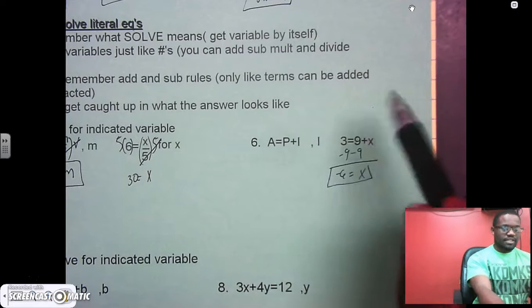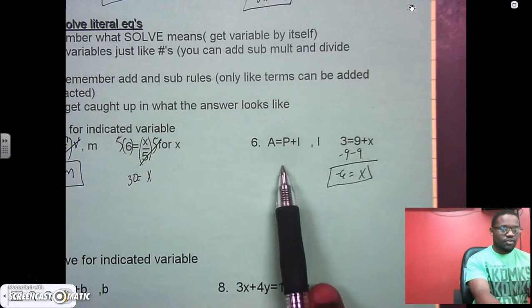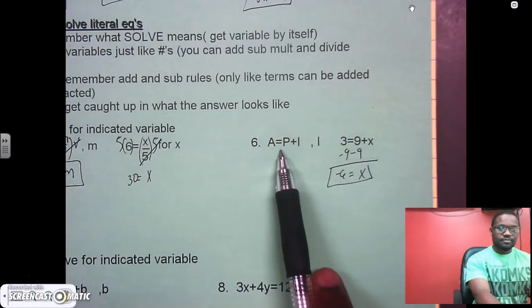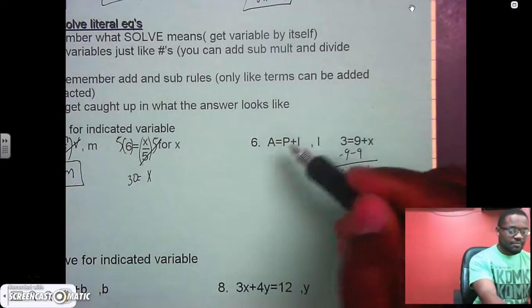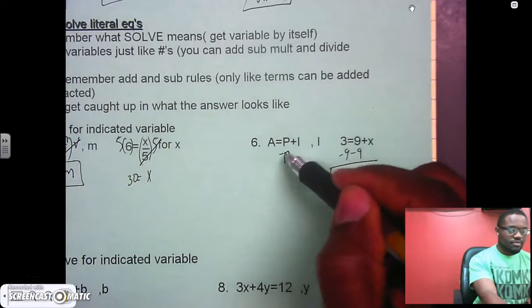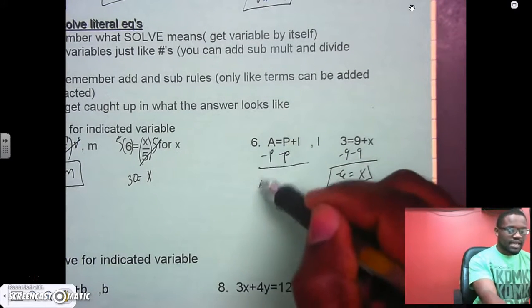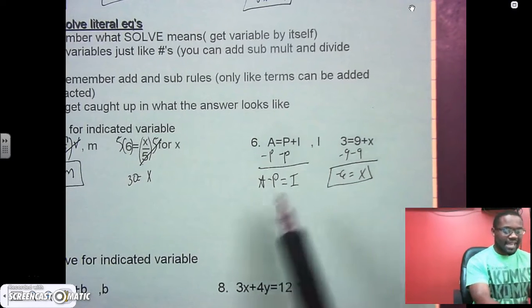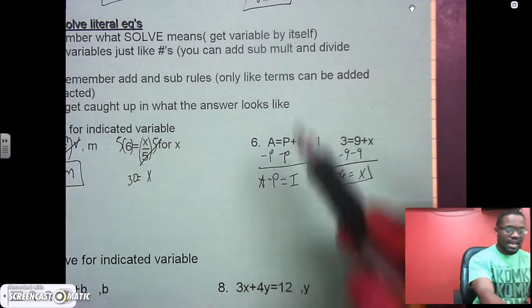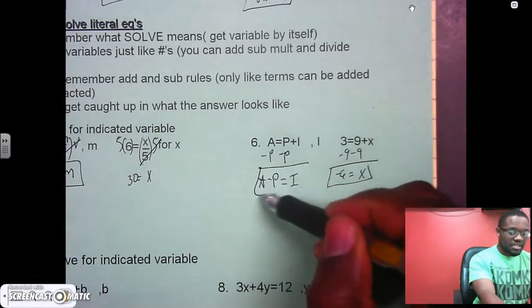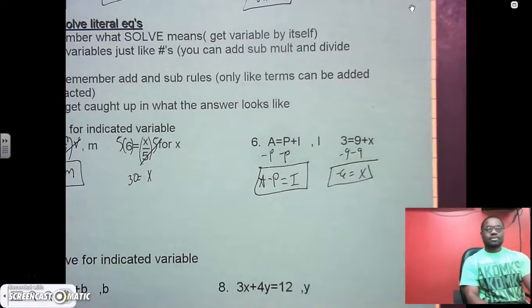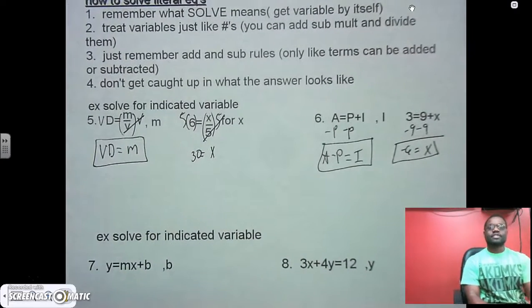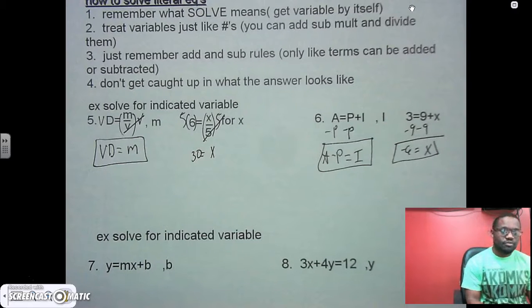Okay? Now, the same thing goes here. I'm going to solve for i. I need to get rid of this p. All right? So how do I get rid of that p? Since it's being added, I'm going to subtract it. So this is a minus p equals i. Now, I can't actually add or subtract a and p. I have to just keep it a minus p. That's all I can do. So I don't need to get caught up in what the answer looks like. All right? So that's what we're going to be doing. We're still using the solving rules. We're just doing a little bit more with combining like terms.